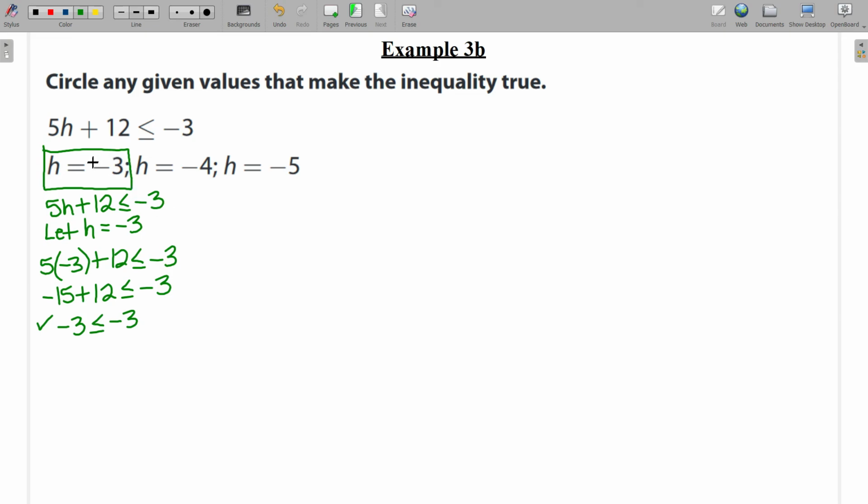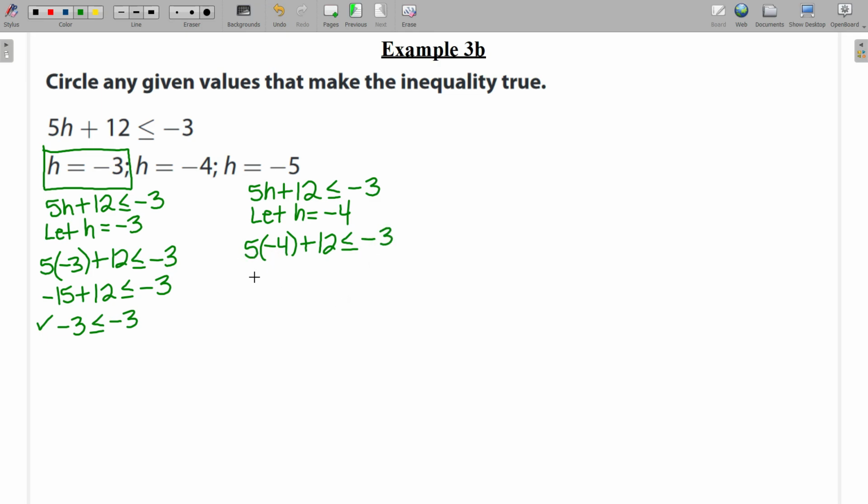Now, just because the first one works does not mean that the others are going to work as well. So what we're going to have to do is try those as well. So we're going to have to rewrite our inequality, 5h plus 12 less than or equal to negative 3. In the next go round, I'm going to let h equal negative 4. So I'm going to replace the h in that inequality with negative 4. So that's going to give me 5 times negative 4 plus 12 less than or equal to negative 3.